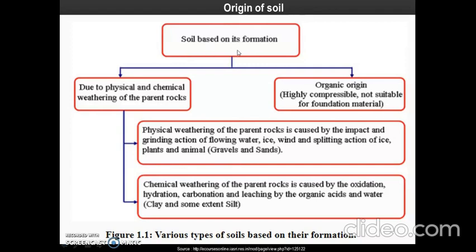As we discussed, soil is formed by physical or chemical weathering of the parent rock, and we will find out what is physical and chemical weathering in subsequent slides. And second, it can also be of organic origin, and this soil is usually highly compressible, and hence it cannot be used as foundation material. We won't be discussing in detail the soil which is formed by organic origin, whereas we'll be only studying in detail the soil which is formed due to physical and chemical weathering.